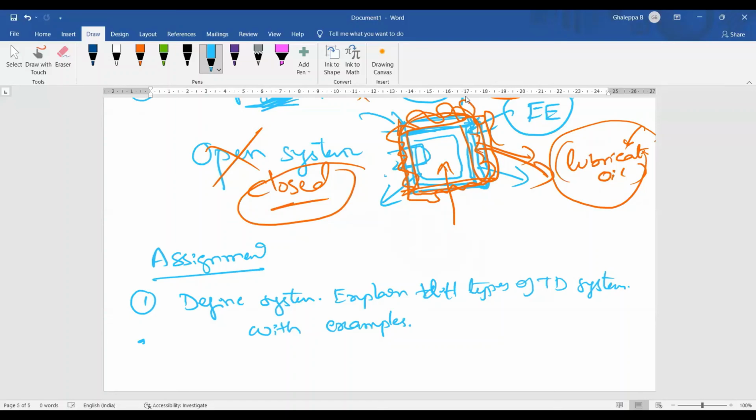Do you have any doubts? Sir, can you give a small definition of the open system? Open system is a thermodynamic system where you can see exchange of both mass and energy.